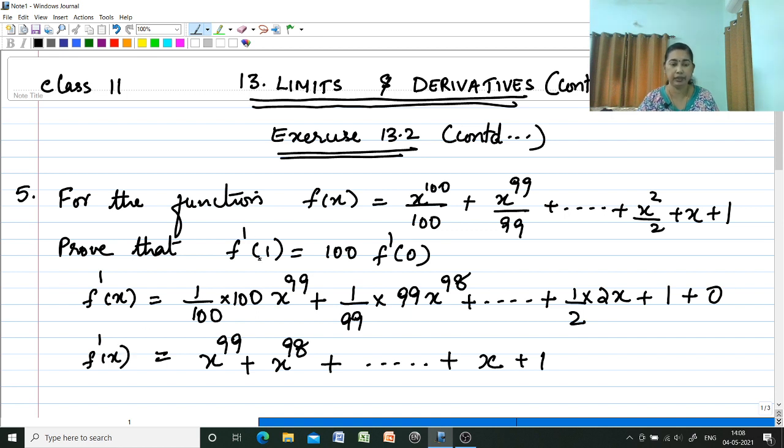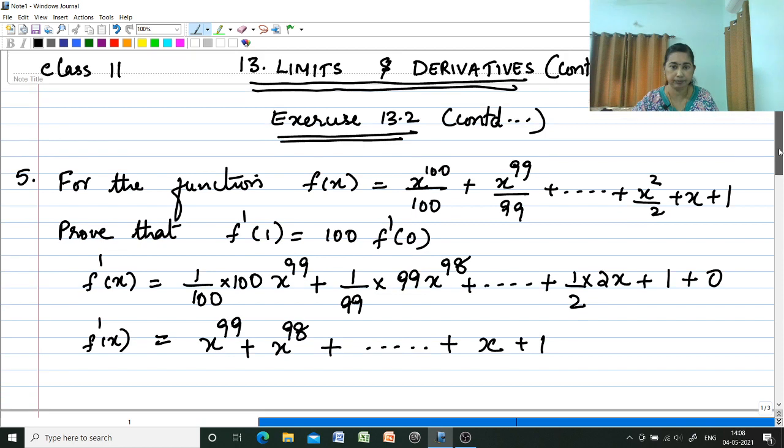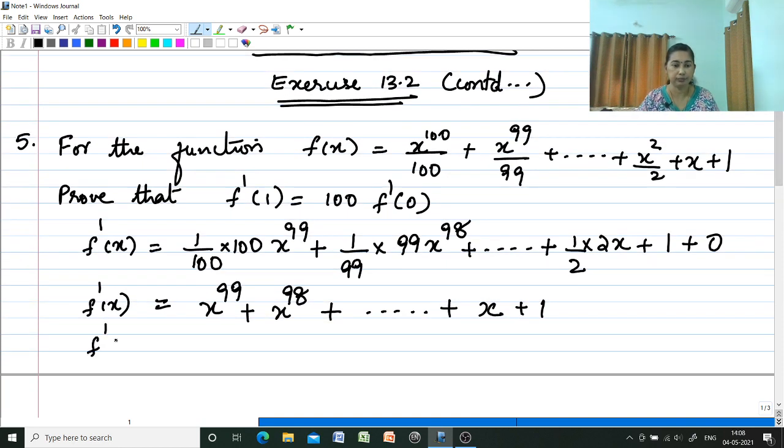And what we have to find here? We have to find what is f dash 1. Instead of x we have to put x as 1. So 1 raised to 99, where all x is there, put x as 1. Then 1 raised to 98 plus etc. plus 1 plus 1. And how many ones are here? 100 ones are here. So up to this is x raised to 99, from here onwards 99 terms and plus 1. So total it will be 100.